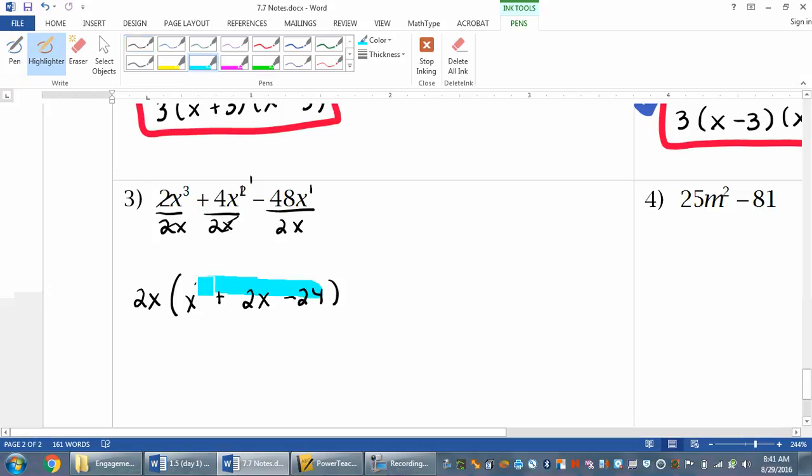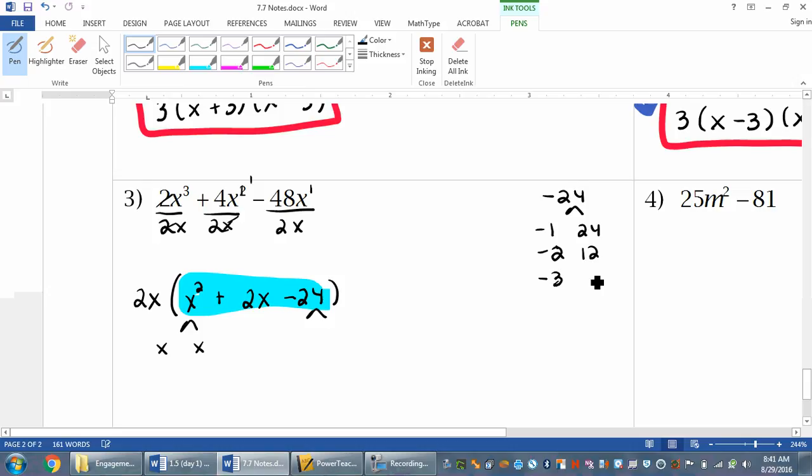Again, I'm left with a trinomial. Always check to see if you could factor further. So I'm going to break up x and x, and now I'm going to list all the factors of 24. Since I broke this up as x and x, it's going to be pretty easy to tell which combination it is. I don't have to check my inners and outers. So let's list everything that makes it negative 24. Remember, each combination is going to have only one negative. Negative 1 and 24, negative 2 and 12, negative 3 and 8, negative 4 and 6. We are looking for combinations that add to 2.